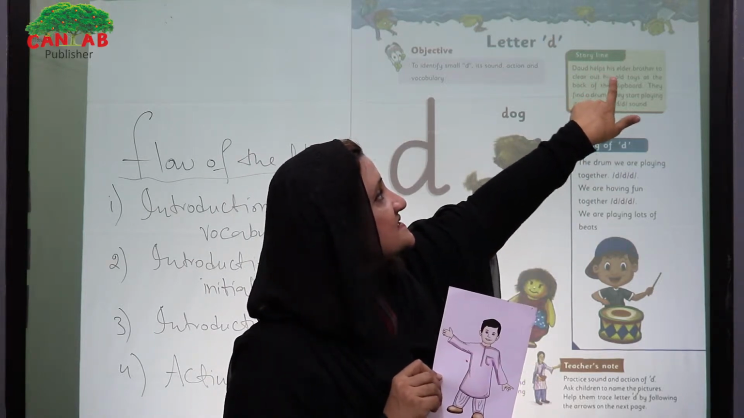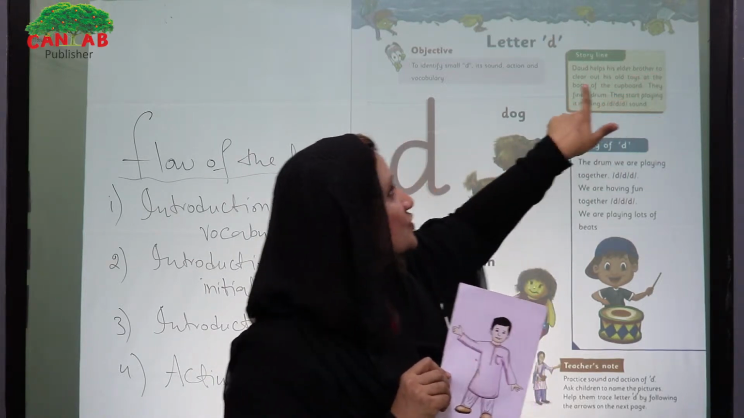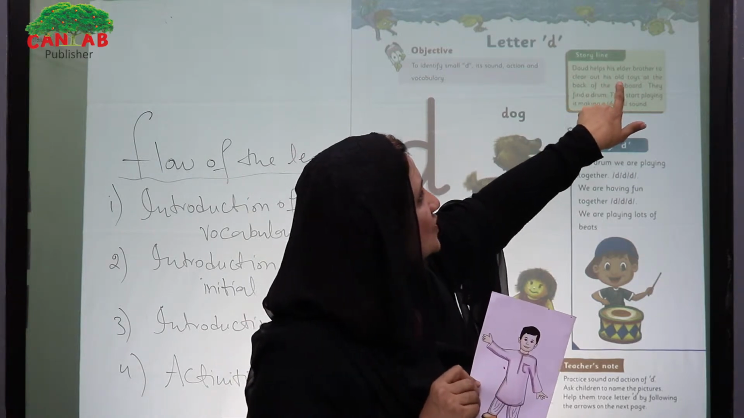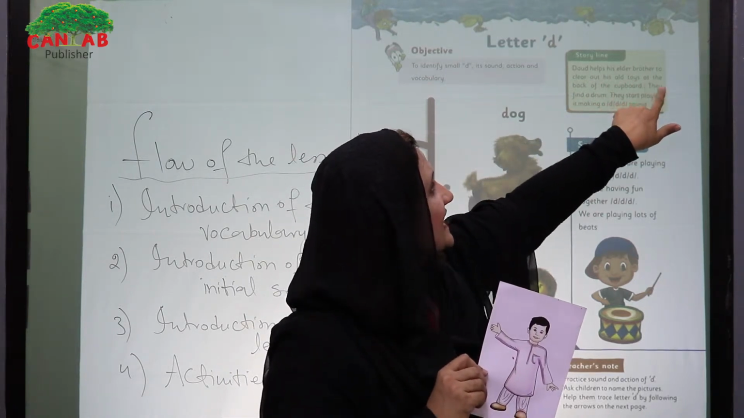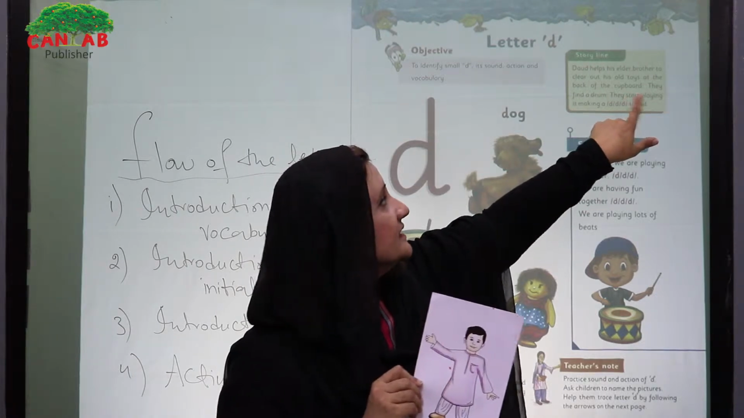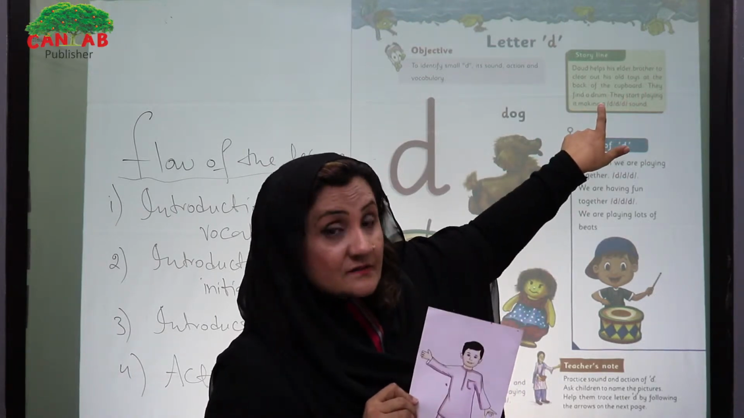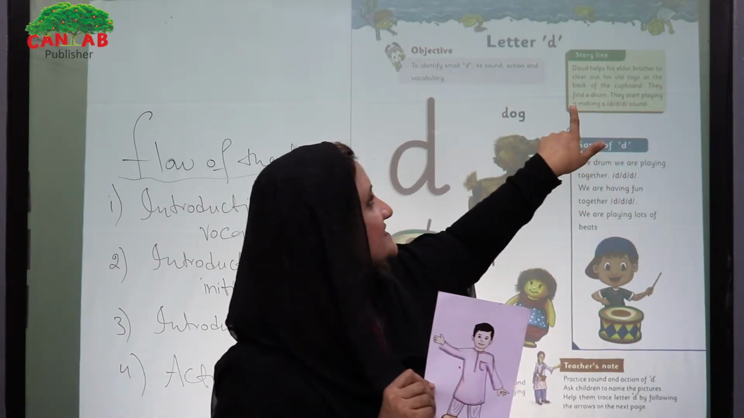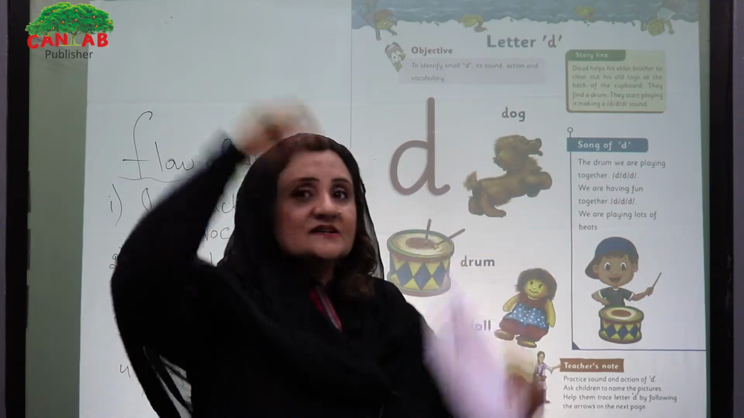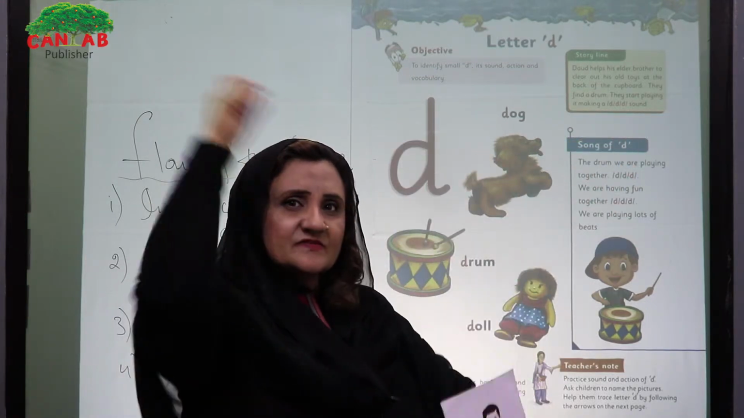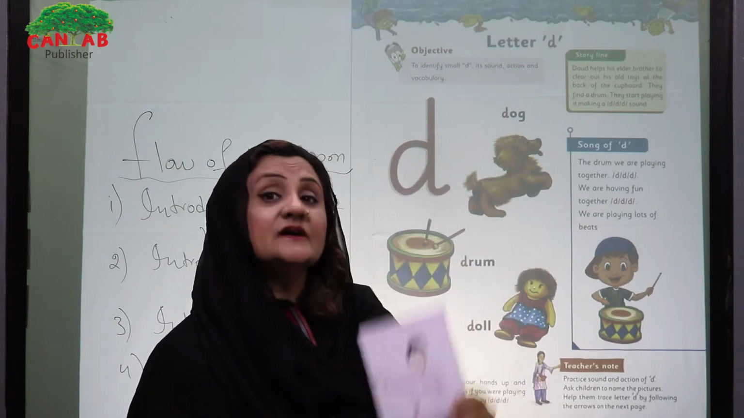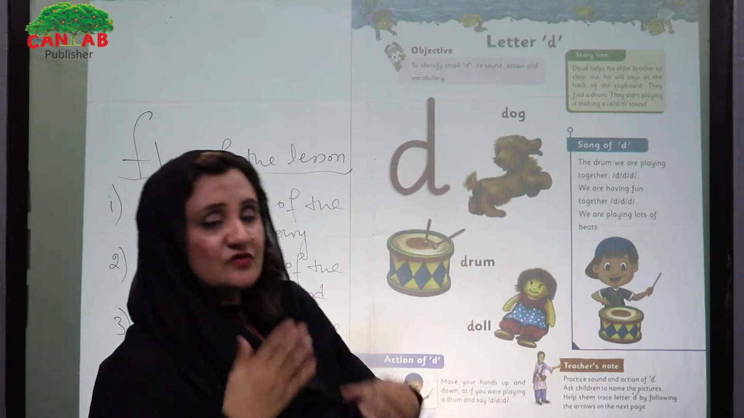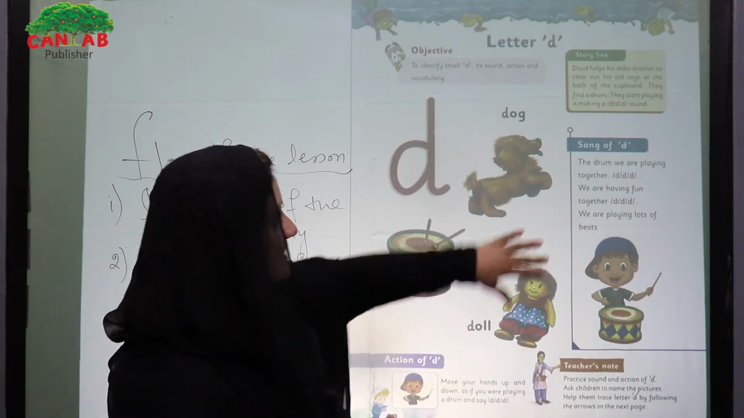Daud helps his elder brother to clear out his old toys at the back of the cupboard. They find a drum. They start playing it, making a duh sound like this. This is the playing sound of a drum. After this, you will focus on the vocabulary given in the book.